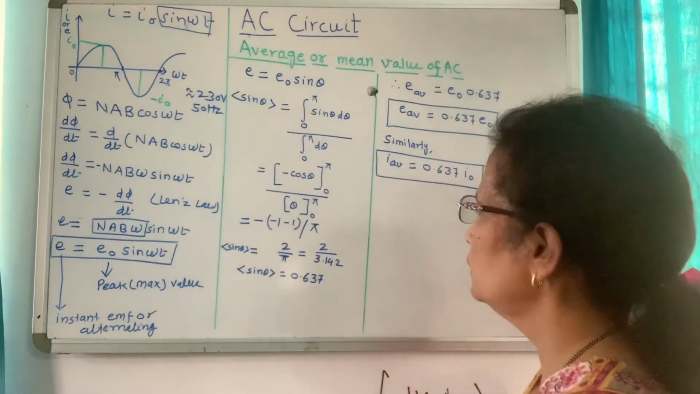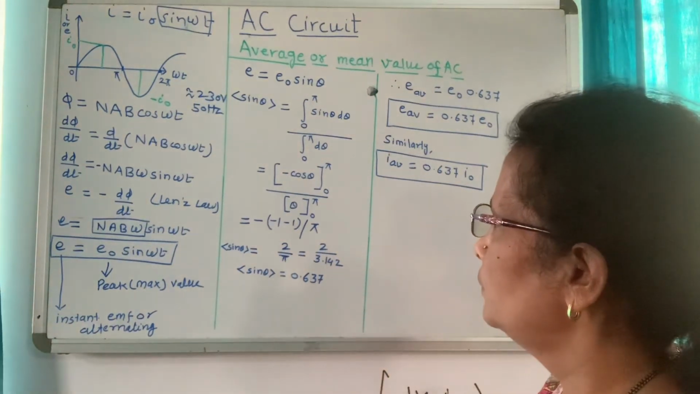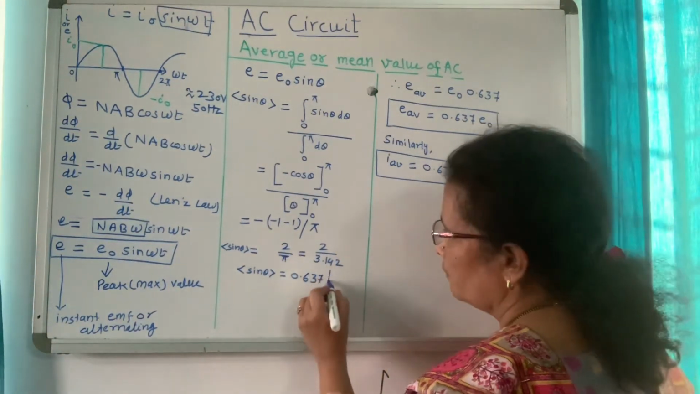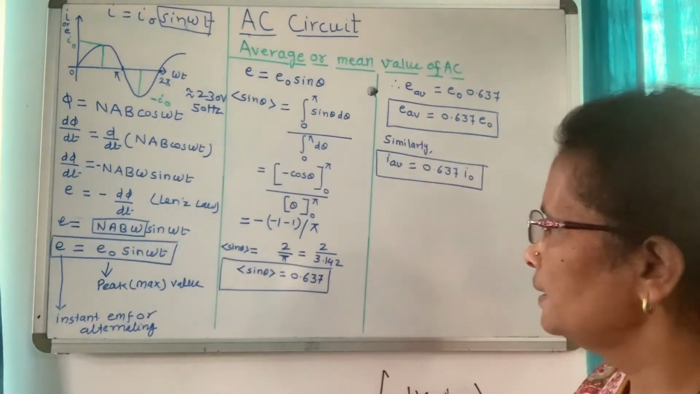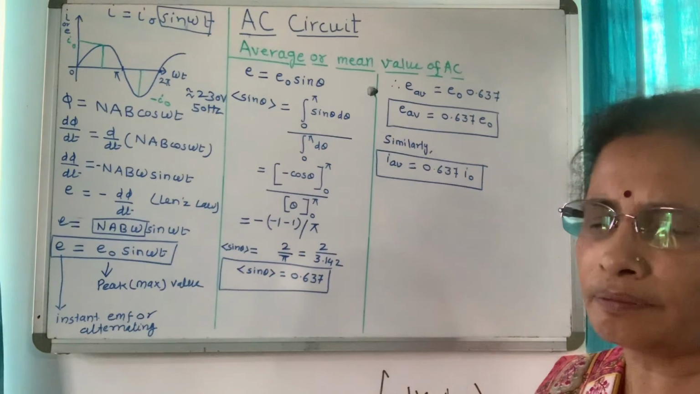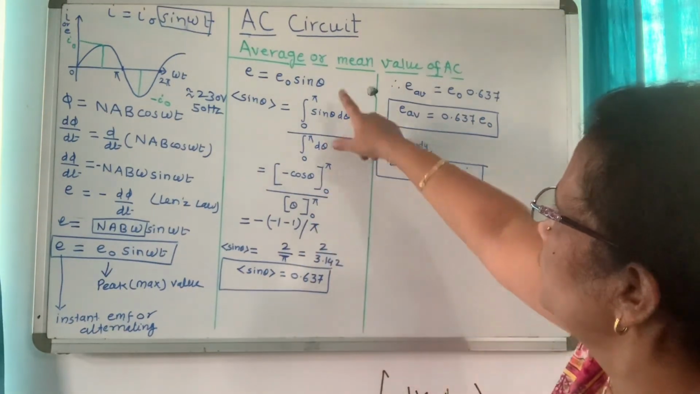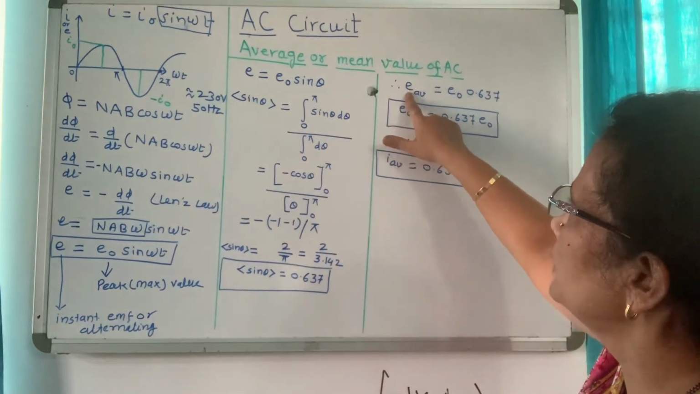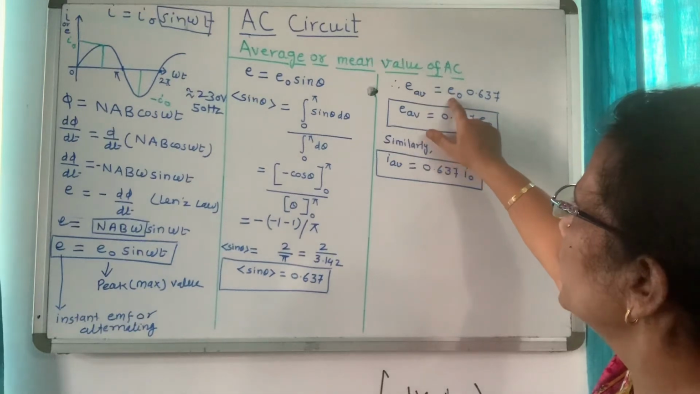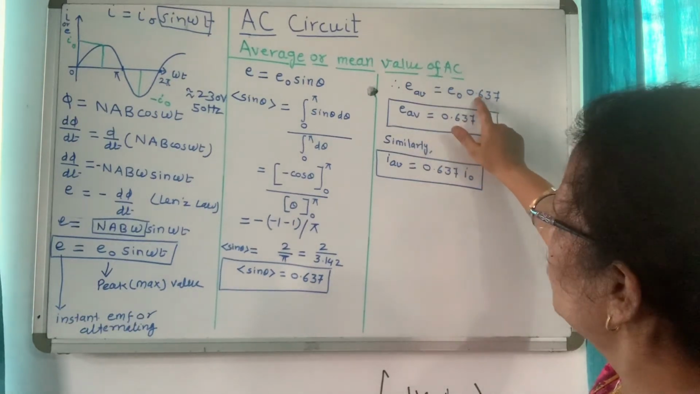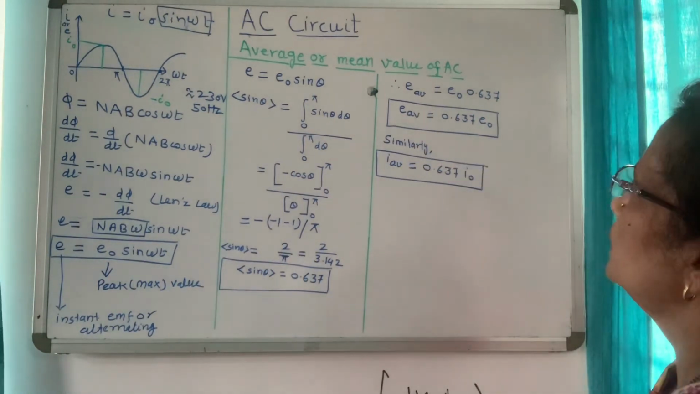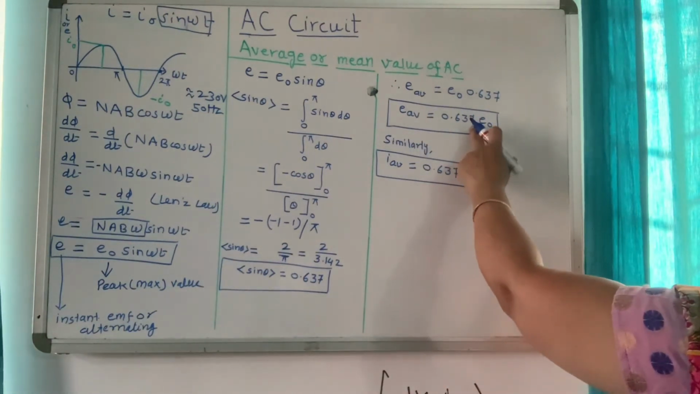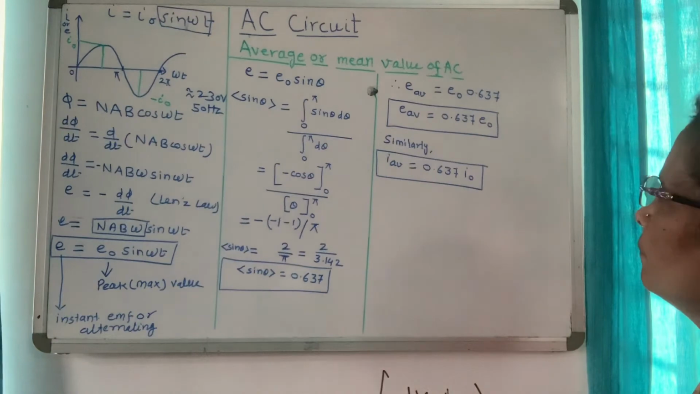So 2 upon the value of pi, 3.142. If you solve this, the average value of sine theta comes out to 0.637. Substitute this value in this equation. So E average is E0 times 0.637. That is, E average is equal to 0.637 times E0.